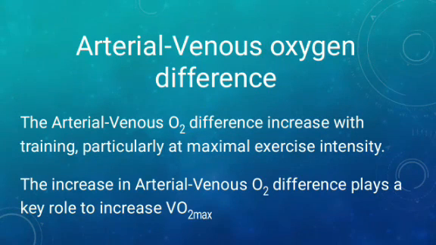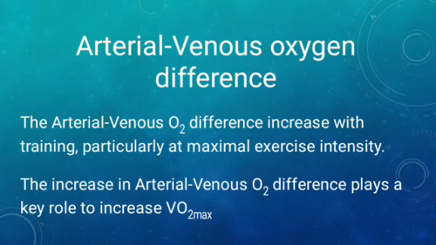Arterial venous oxygen difference. The oxygen content of arterial blood changes very little with training. Even though the total hemoglobin is increased, the amount of hemoglobin per unit of blood is the same or even slightly reduced. The arterial venous oxygen difference, however, increases with training, particularly at maximum level of exercise.